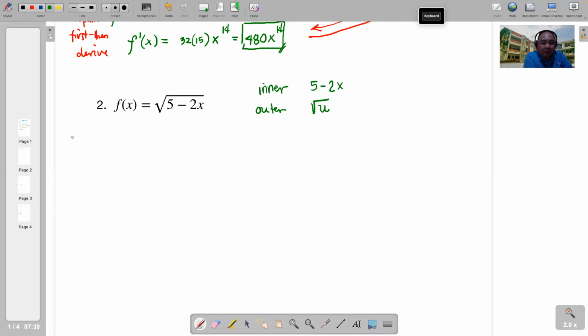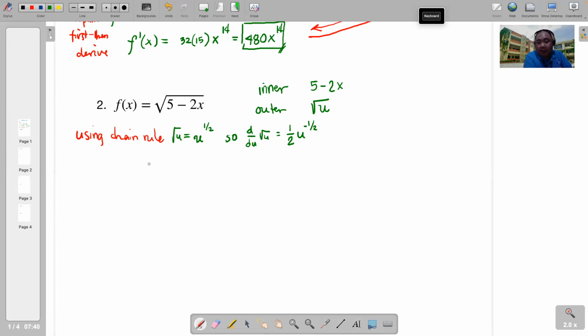First, we derive the outer function. Using the chain rule, what's the derivative of the square root of something? First I can rewrite that as u to the 1/2. The square root of u is u to the 1/2. And therefore, the derivative of the square root of u is 1/2 u to the negative 1/2, of course, because 1/2 minus 1 is negative 1/2.